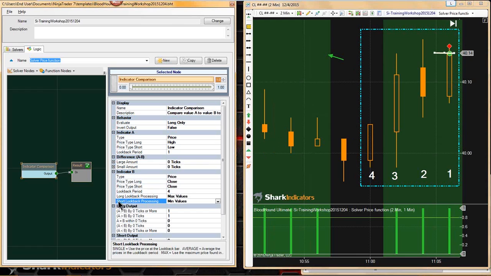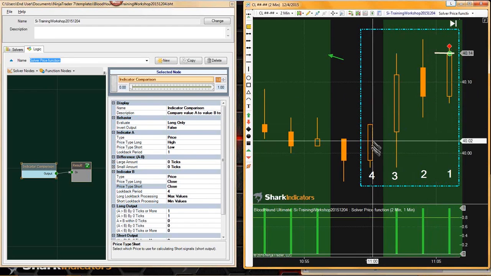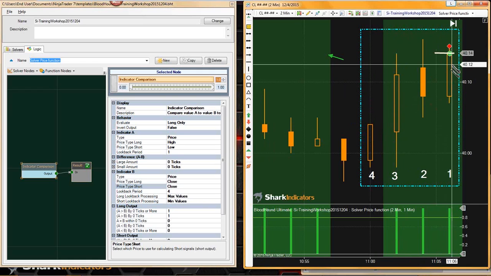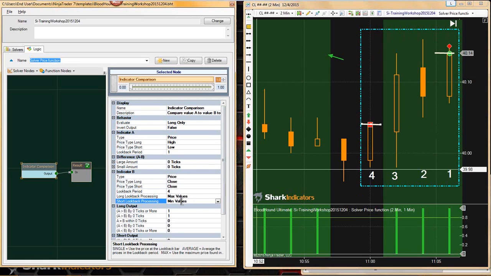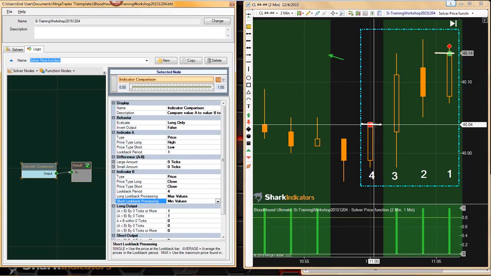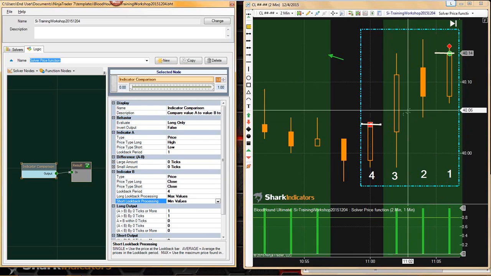And so for the short look back processing, it would be finding the minimum value of the closing price. In other words, it would be finding the lowest closing price. So there's the closing price right there. So that would be this one. Bar 4 has the minimum closing price within our look back. Right, so that's what the minimum is going to do, it's going to find the lowest closing price.